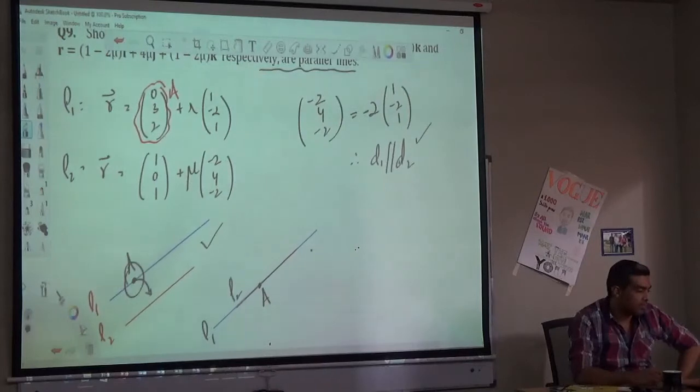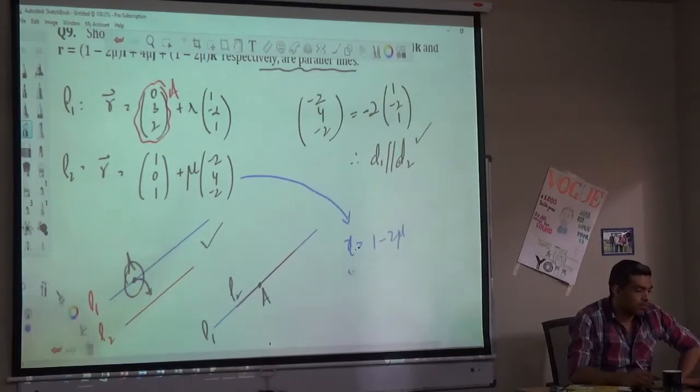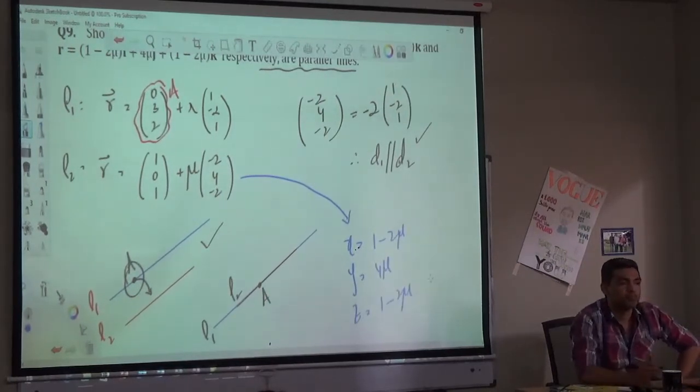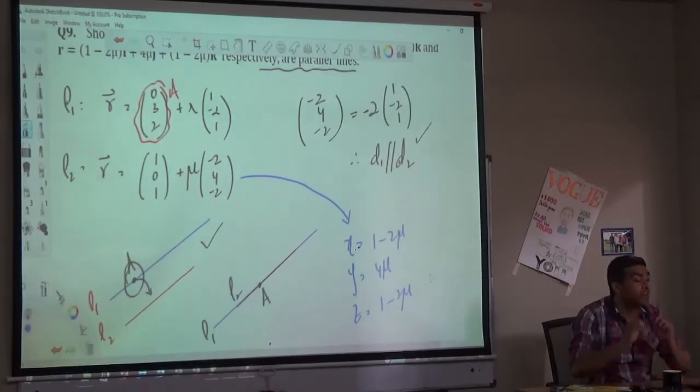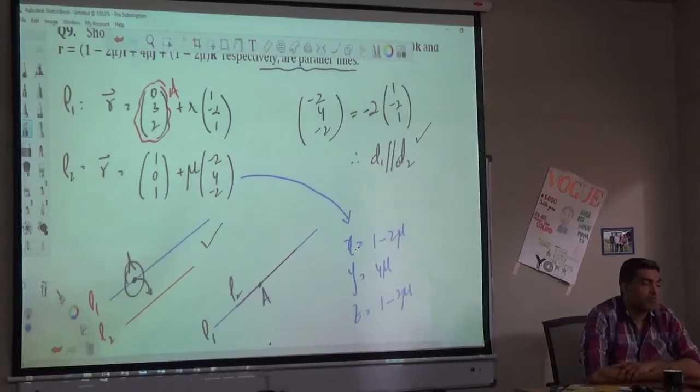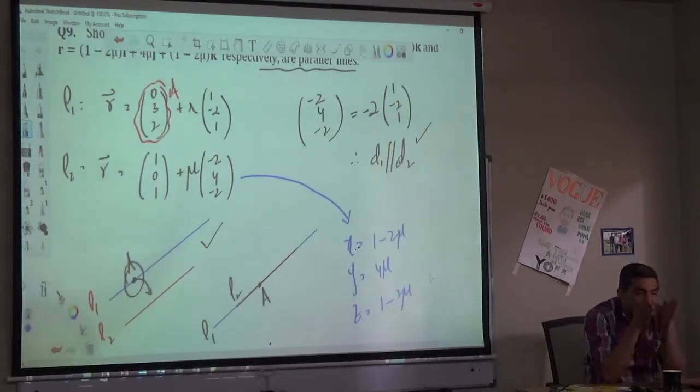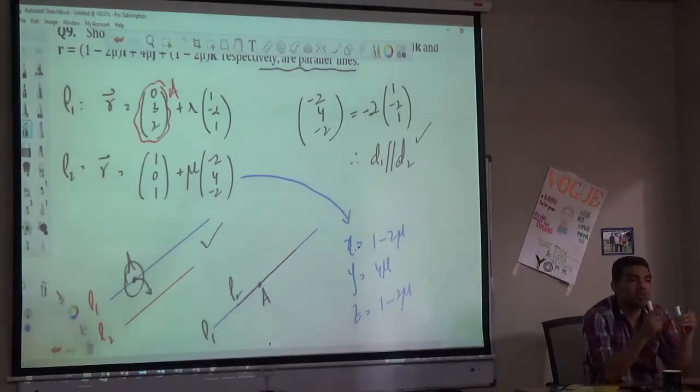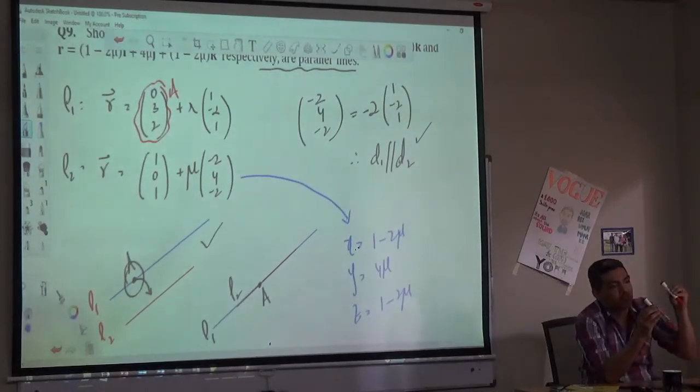So let's say we convert line L2 to the parametric form. So that would be x equals 1 minus 2 mu, y equals 4 mu, and z equals 1 minus 2 mu. But we already proved that they are parallel by that. Their direction vectors are parallel. When the examiner says, are these two lines parallel? He means separately running parallel, not overlapping. The two direction vectors being parallel can be for both the cases.